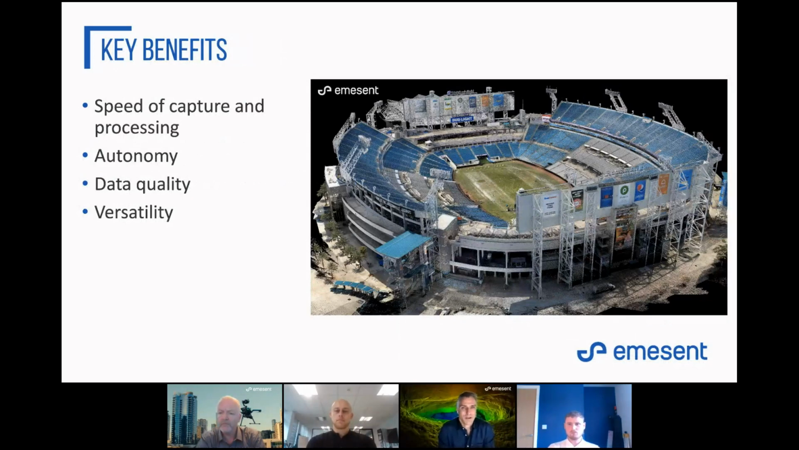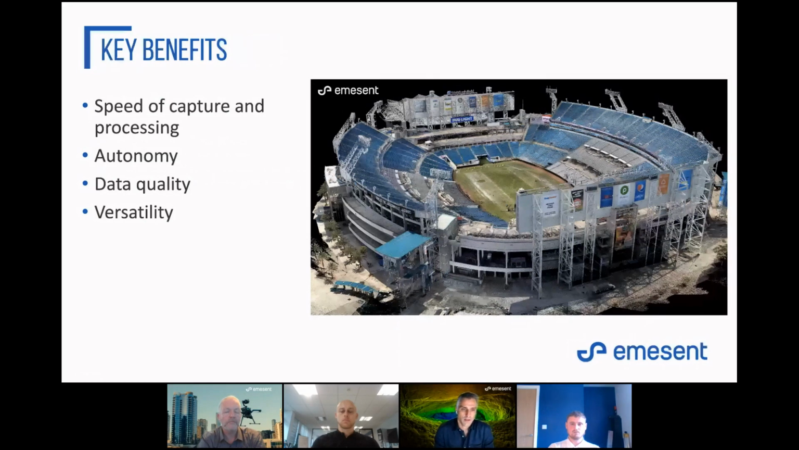I just wanted to sum it up with the key benefits that we hear time and time again from our customers. First of all, the speed of capture, like you've seen in some of these examples, being able to capture very complex places and structures relatively quickly, and the processing time is relatively quick as well compared to photogrammetry, for example. The drone autonomy is a significant game changer in areas that were previously inaccessible, too dangerous to send people, or if you need to do something in a repetitive way, then autonomy provides significant benefits.